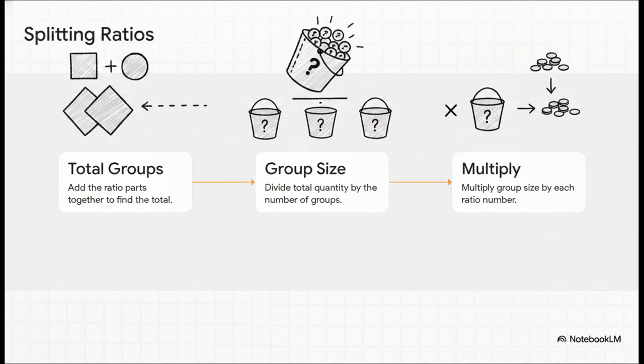To divide a total quantity into a specific ratio, let's call it m to n, we follow a really simple 3-step procedure. Step 1, figure out the total number of parts by adding m and n together. That gives you your total number of groups. Step 2, divide your entire quantity by that number of groups. That tells you exactly how big just one single group is. Finally, step 3, multiply that single group size by your original m ratio number and then by your n ratio number to see exactly how much goes into each separate pile.